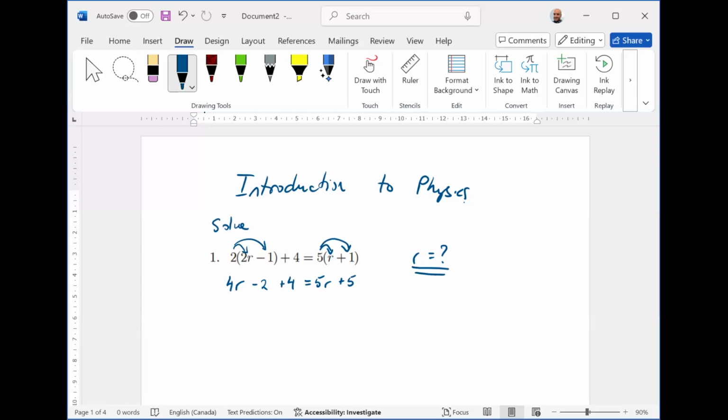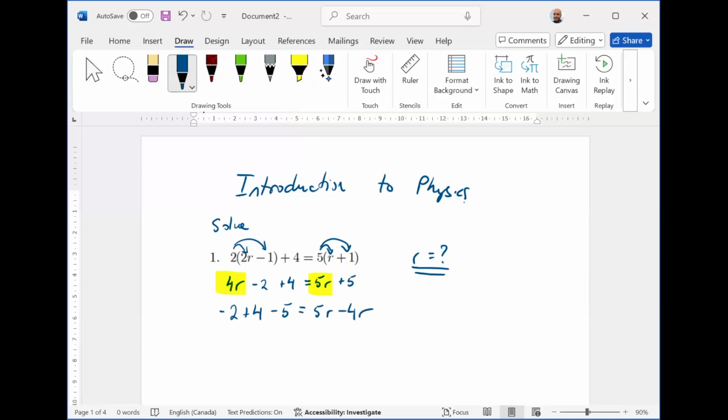Yeah, so in other words, you're trying to collect the like terms. We have this and this are both like terms. And so to move the +4r to the right side of the equation, we're going to subtract 4r. So we're going to be left with -2 plus 4. And then the same thing, I'm going to move this +5 to the left, which means it's going to be -5. And that gives me 5r subtract 4r.